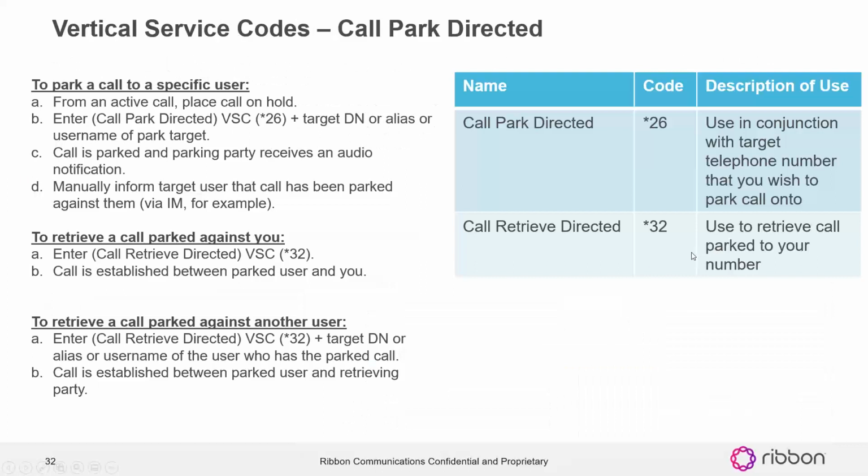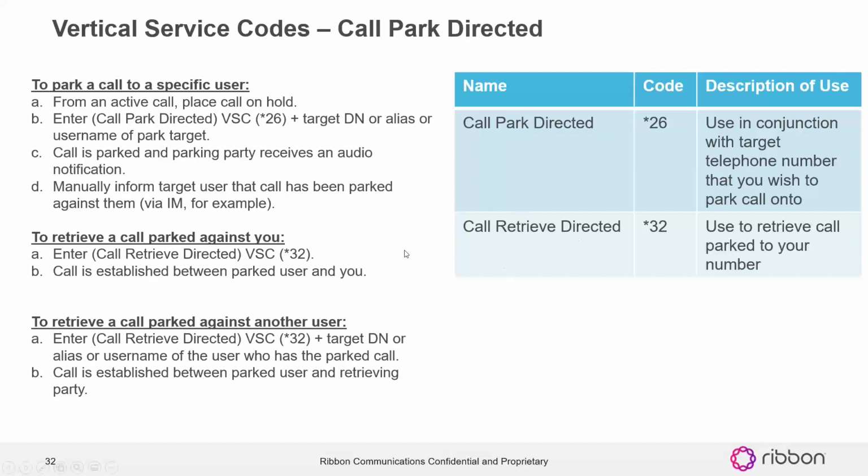Okay, vertical service codes when you are actually using parks. A lot of this we recommend that you build into your keys because these can be really long. But to start with, it's all based on vertical service codes. It's star 26 plus the target DN or alias that you're using to park, and that will put a call into the parking lot. You will get an audible back from the system saying the call has been parked, so that you know the call did make it into the parking lot.